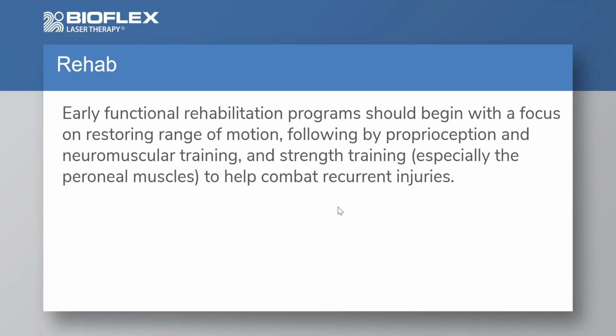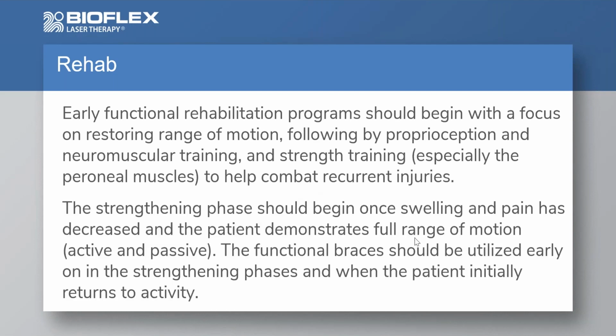As far as rehab goes, the early rehab should focus on restoring the range of motion, then proprioception techniques and neuromuscular training, and then eventually strength training as well, especially the peroneal muscles. And this helps prevent recurrent injuries from occurring as well. And then the strengthening phase really should only begin when swelling and the pain has decreased substantially and the patient now basically has full range of motion, both actively and passively. The functional braces should really only be used early on in the strengthening phases when the patient initially returns to activity.